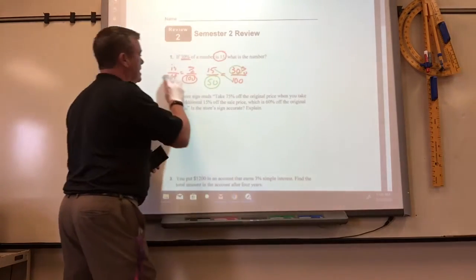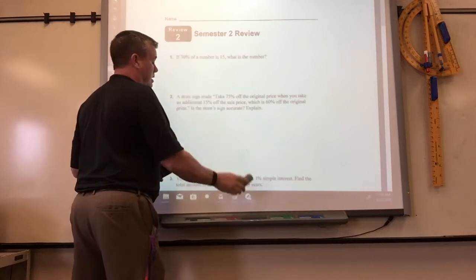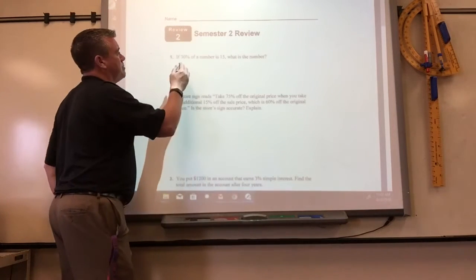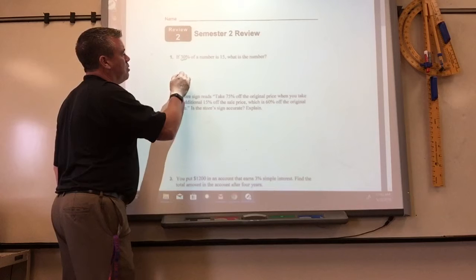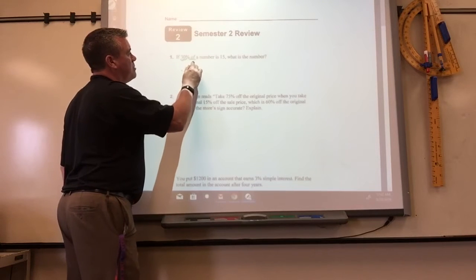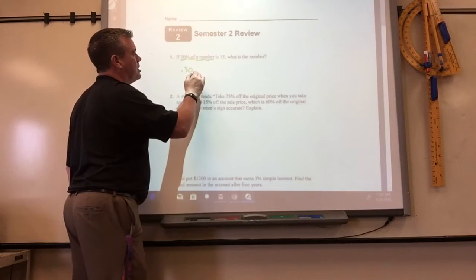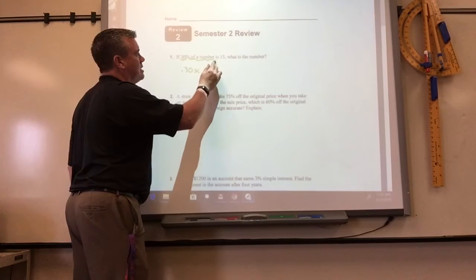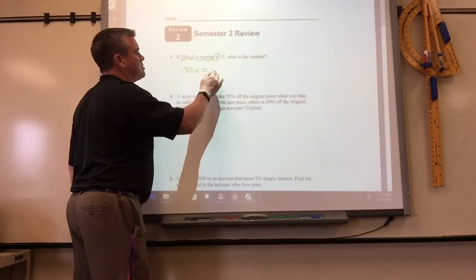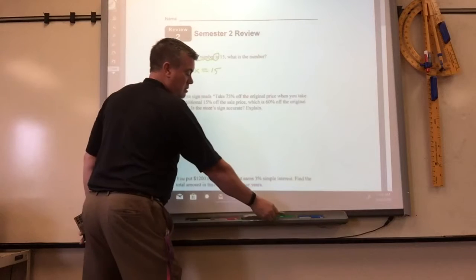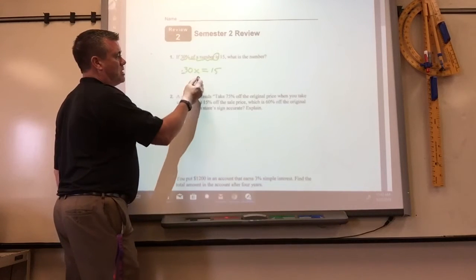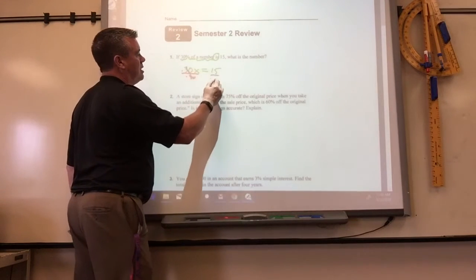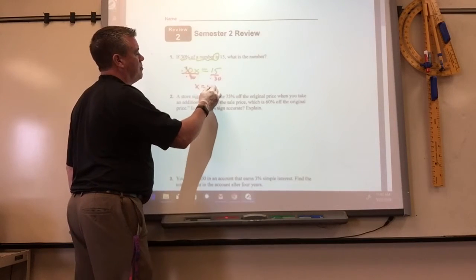Now, if you forget the is over of equals percent over 100, you could just write an equation. 30% is 0.30. Of means times. We don't know what the number is, so we call it x. Is means equals 15. So then you just solve this equation, divide by 0.30, and you would get the same answer.